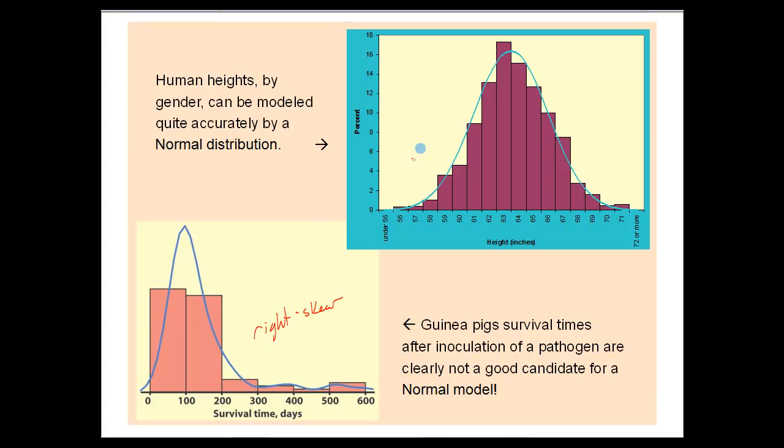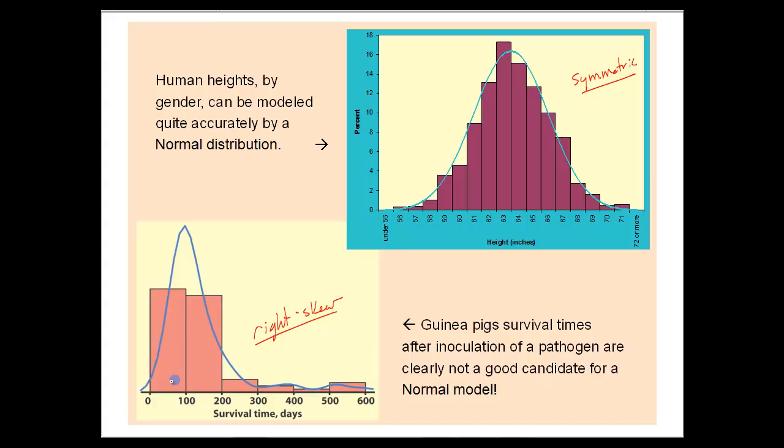Now a normal graph, this nice smooth normal curve, is symmetric. So some data or some situations are well represented by the normal curve, others are skewed. So this right skewed curve is not represented by a normal curve at all. And what this is, is survival time in days of guinea pigs after they've been inoculated with a pathogen.